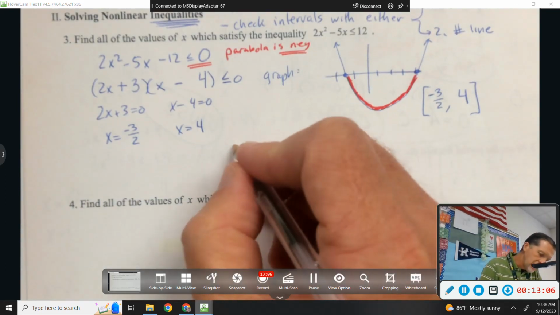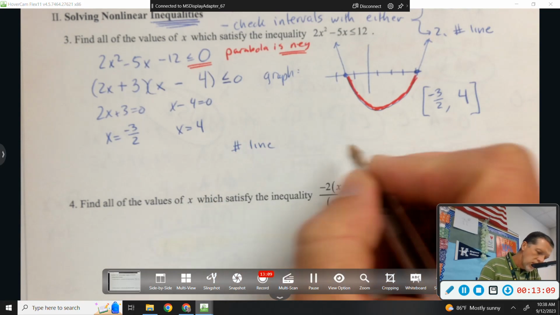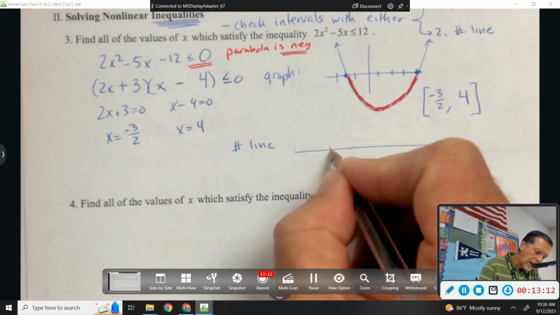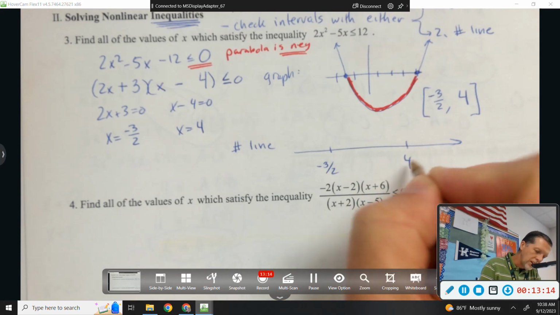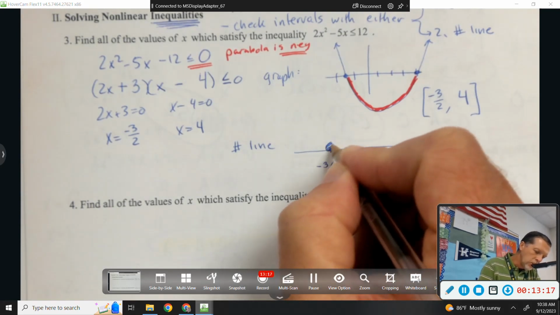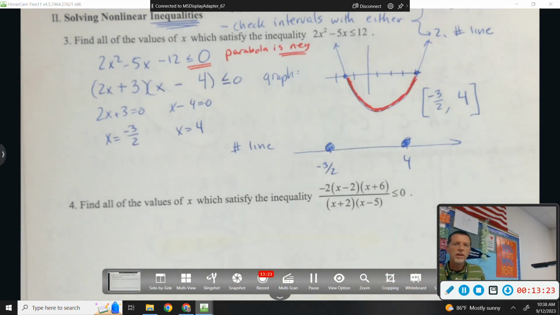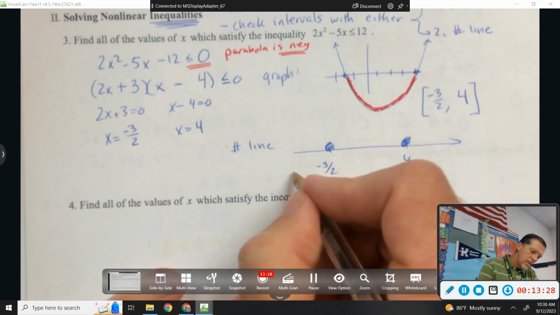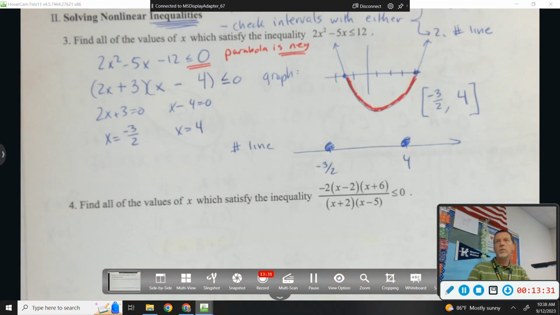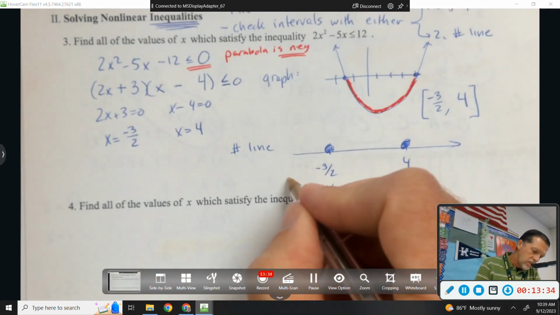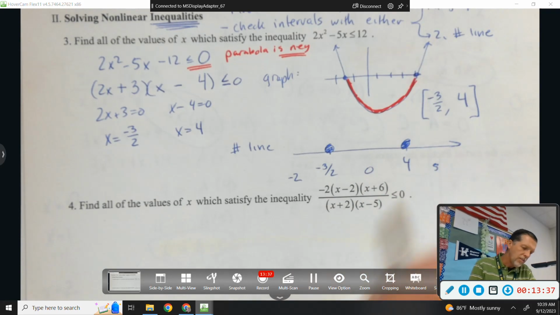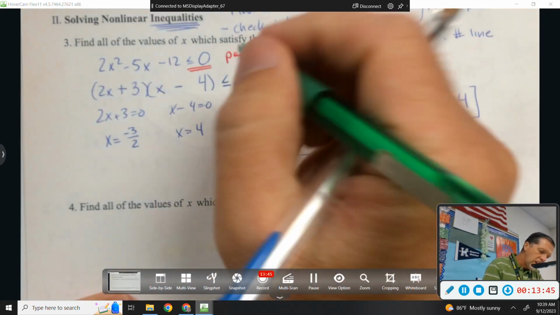Let's do the number line. So it kind of looks similar. I'll put negative 3/2 and 4 on the number line. We already said we would include them both, so I'll do closed circles to make sure I include them. And then I need to check some values in each interval to see if it works or if it doesn't work. So I'll check negative 2 and 0 and 5. And when I say check, it's probably easiest to check into the factored form.